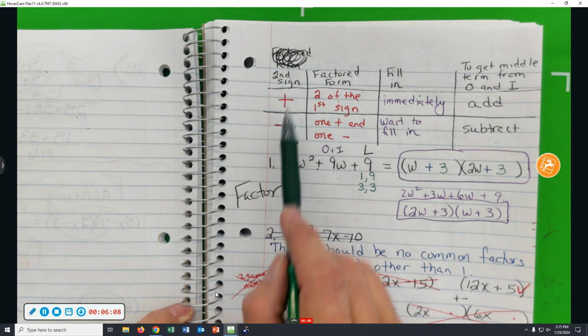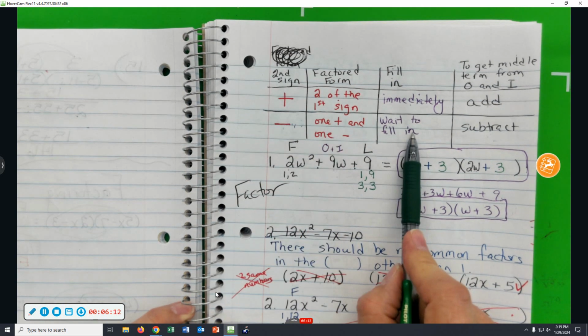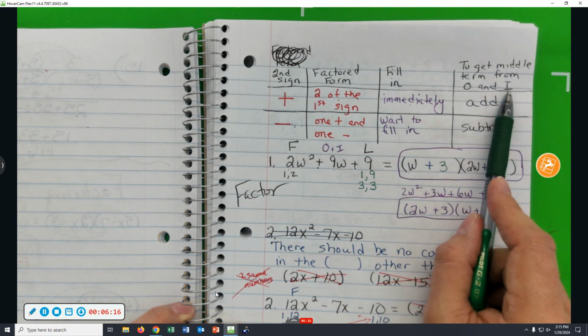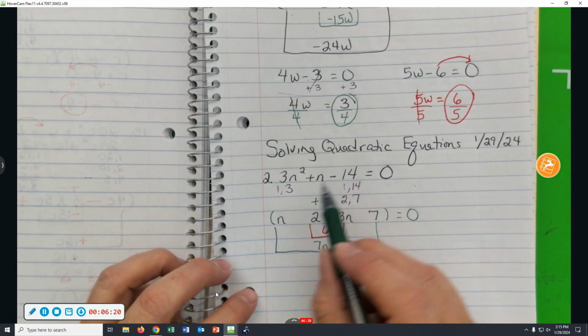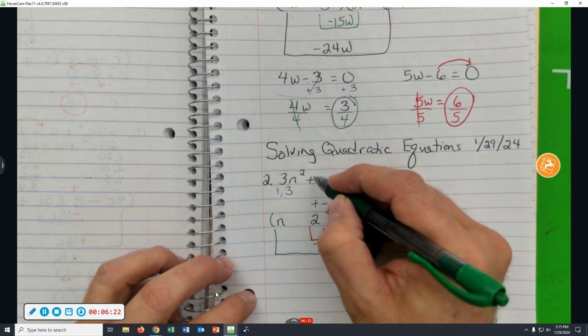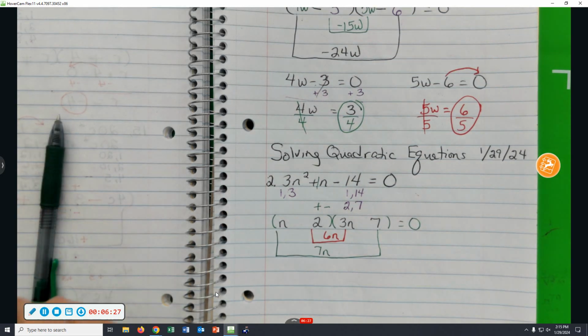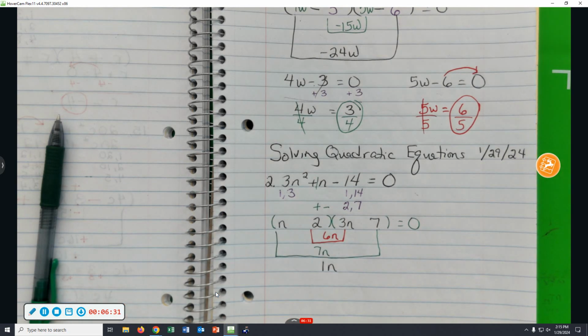If the second sign is minus, one plus and one minus, wait to fill it in. To get the middle term from the outer and inner, you're subtracting. Can I subtract these numbers to get a 1n? Yeah, if I subtract 6 and 7, I'll get a 1. So how do I arrange the plus and minus? That student that time said, we're just making these work out.